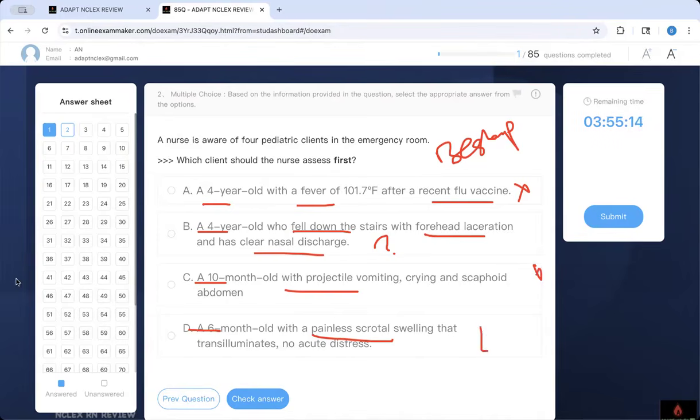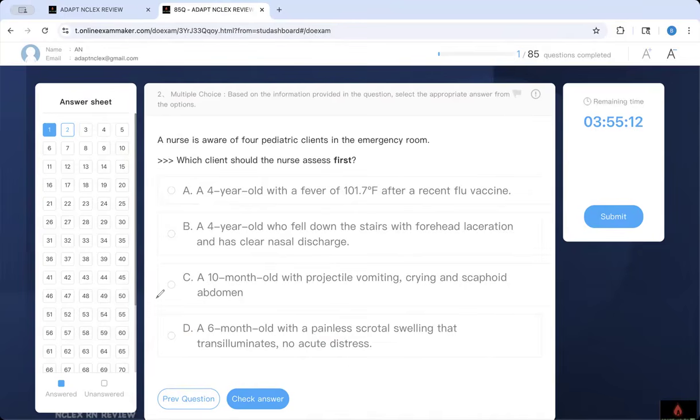Therefore, what do you think is the right answer? The patient who had a laceration and there is clear nasal discharge. This is what we call a CSF leak. This patient may have a basal skull fracture, and therefore we have to pick this guy. He's in trouble. That's our prioritization. And you're getting the strategy now.